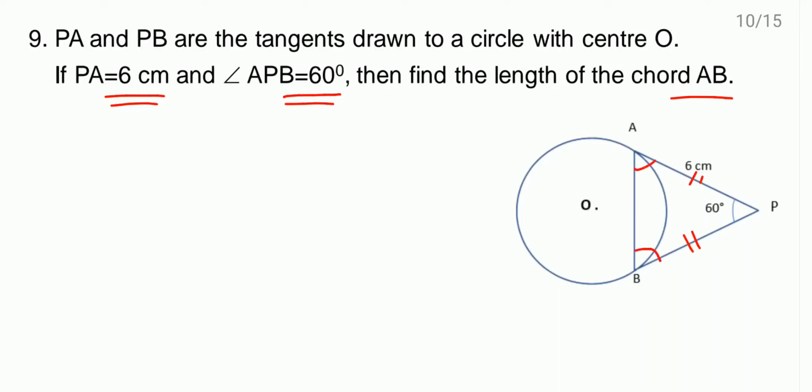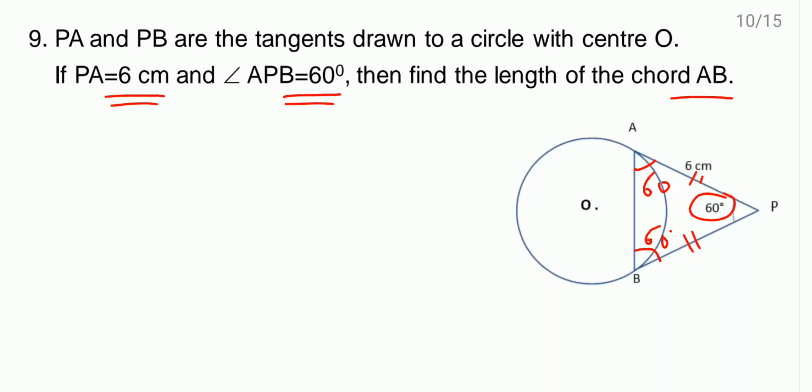As these two lengths are equal, angles opposite to them will also be equal. Correct? So already one angle 60 degree is given. So these two angles are also equal. So this angle will come as 60 degree and this angle will also come as 60 degree. And finally, this triangle becomes an equilateral triangle. That means all the sides are equal in length. AP is 6. Obviously, AB will come as 6 centimeter.